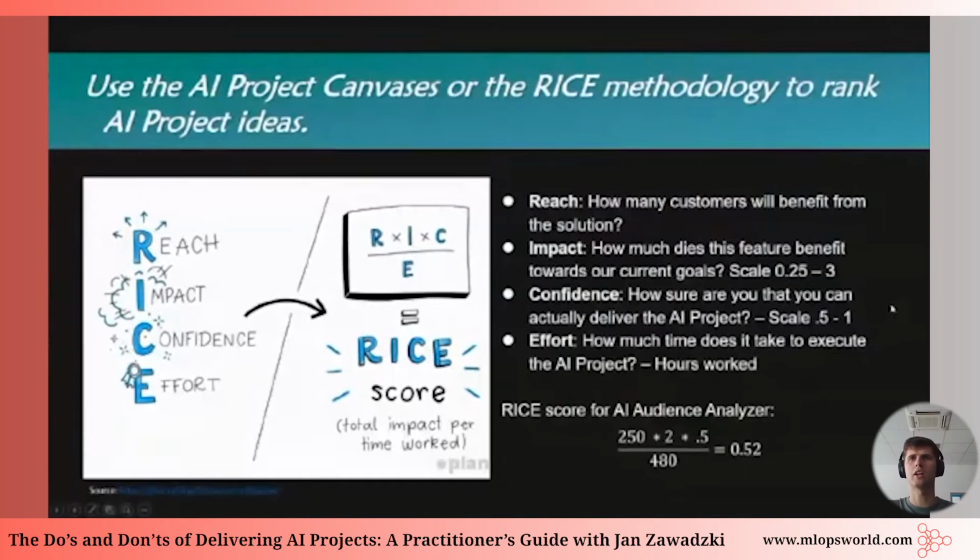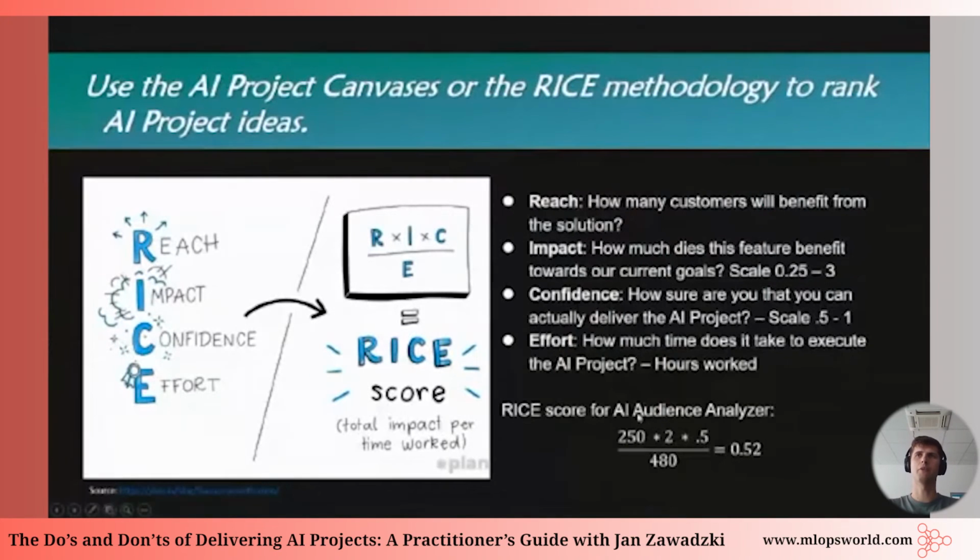Confidence: how sure are you that you could actually deliver the project? Hard to say with AI projects. This is also something that I do not have a clear answer to yet. You never know beforehand if an AI project is going to succeed or not. And effort: how much time does it actually take? How expensive is it to make this work?